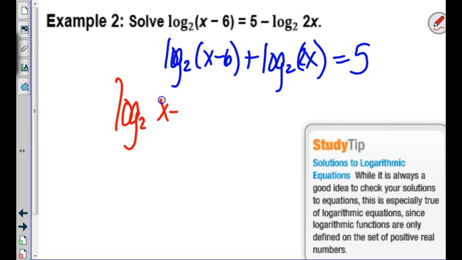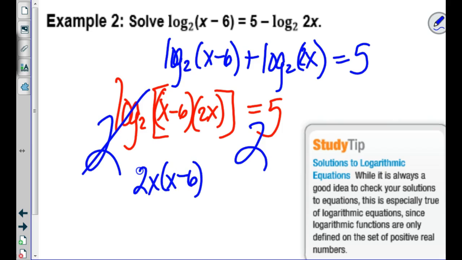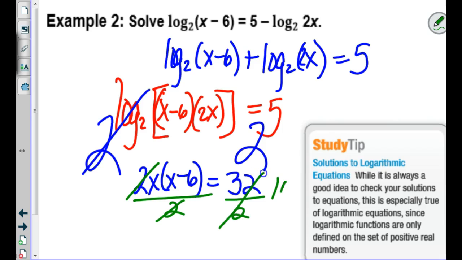Times. So I have an x minus 6 times a 2x, equals 5. What's the base I'm trying to get rid of? 2. So log base 2 goes away. I have a 2x and an x minus 6 that needs to be distributed, so I'm going to write it out in front. What is 2 to the 5th power? 32. Can I do a little magic right here? Can I divide the 2 out first on both sides? Yeah, there's no reason not to. Otherwise, you're going to have to distribute it later and deal with it.